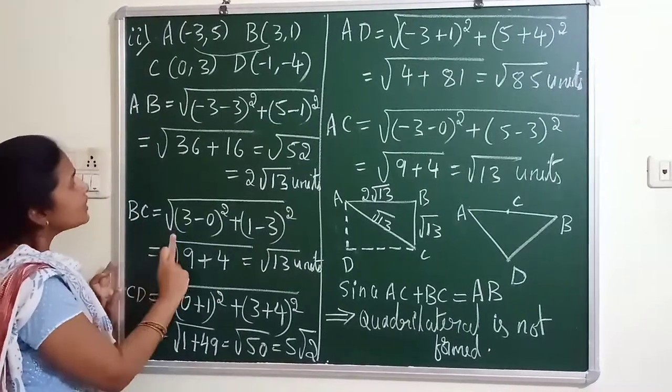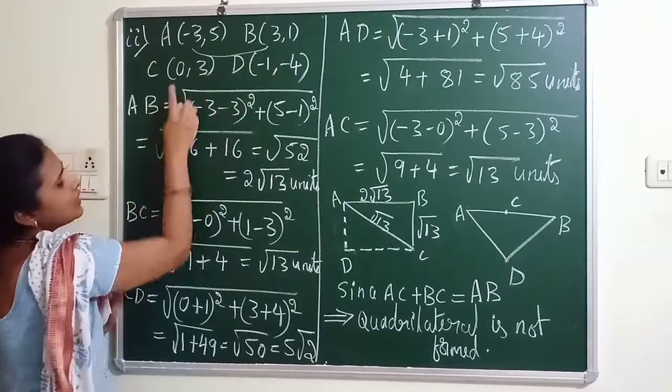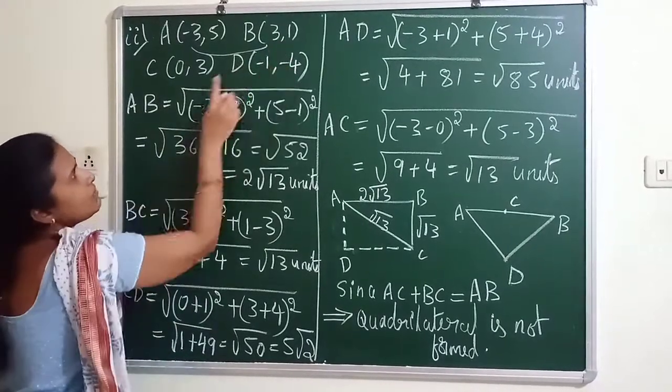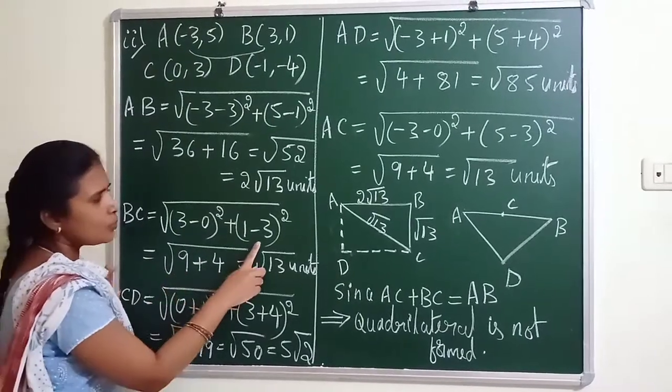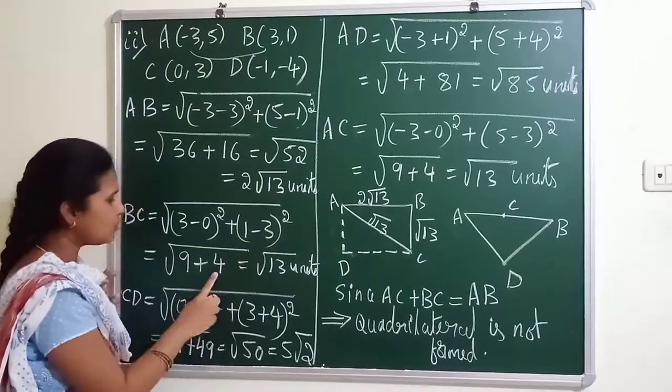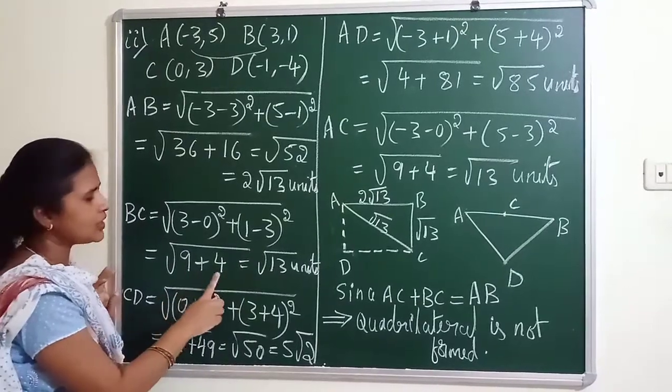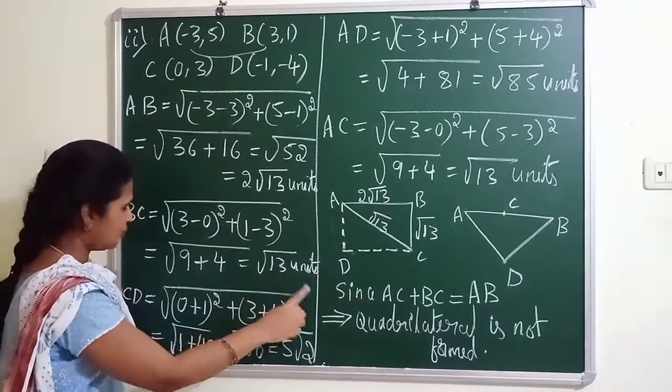Next, BC. BC can be written as root of 3 minus 0 whole square plus 1 minus 3 whole square. So 3 square is 9. 1 minus 3 is minus 2. Minus 2 square is 4. So 9 plus 4 is root 13 units.